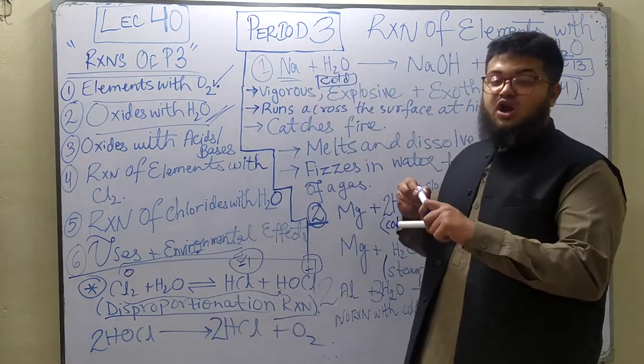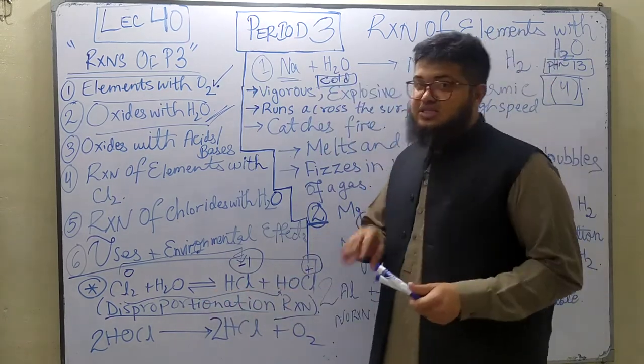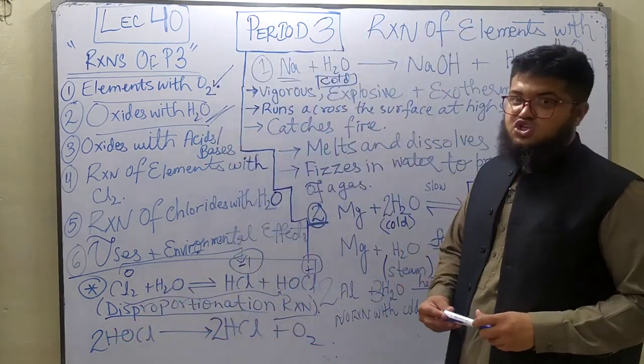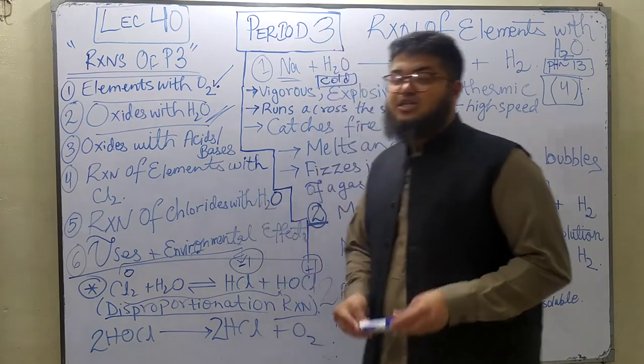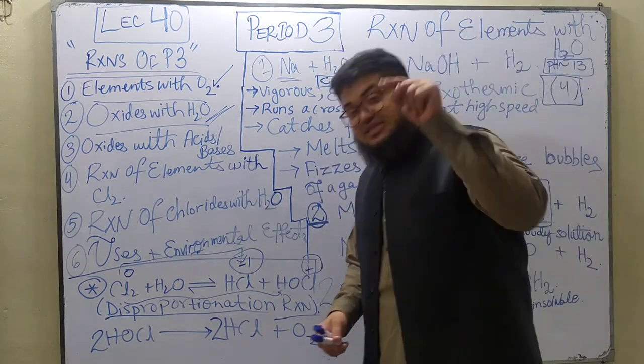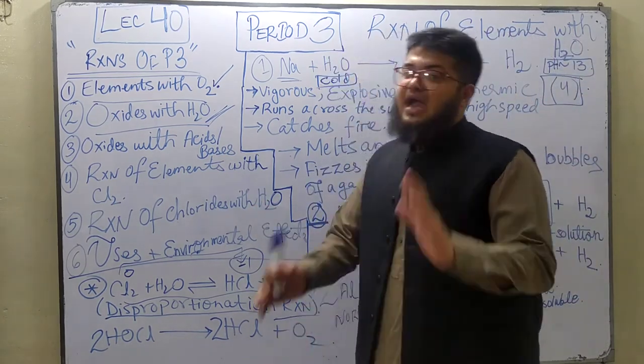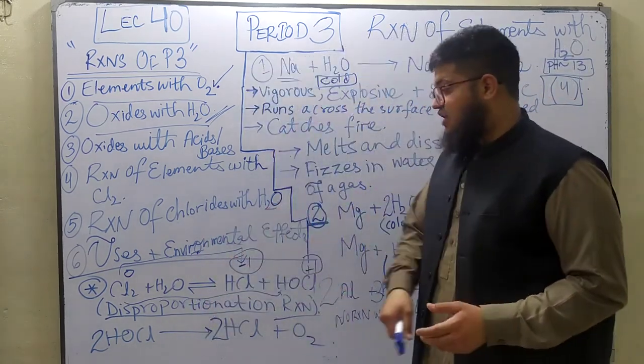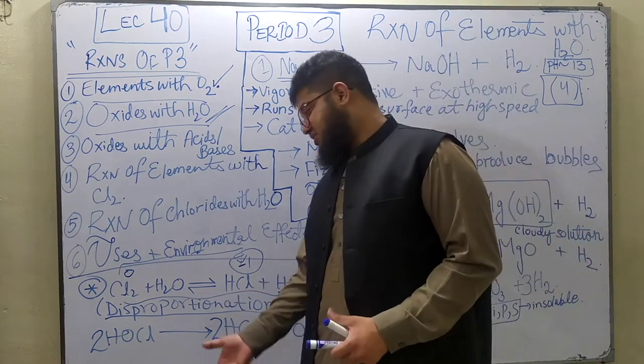What is it called? It's called a disproportionation reaction, and this is a very important concept. What is a disproportionation reaction? A reaction in which the same element is being oxidized and that same element is being reduced at the same time simultaneously in that particular equation, in that particular reaction. It is a reversible reaction because it's a slow reaction.